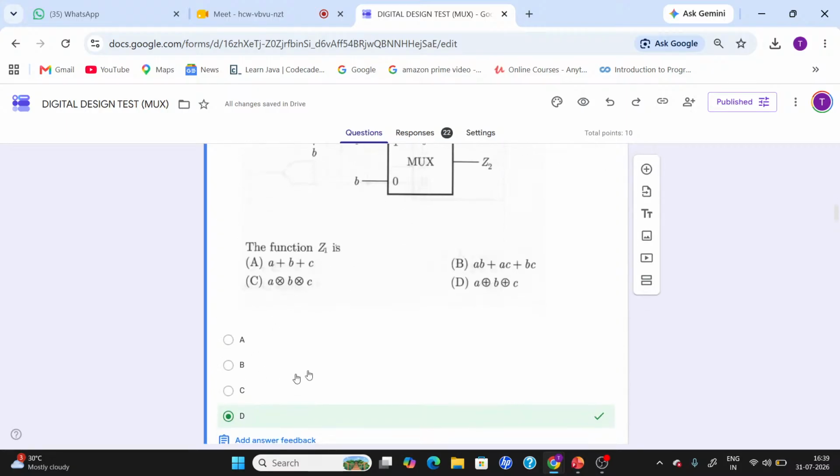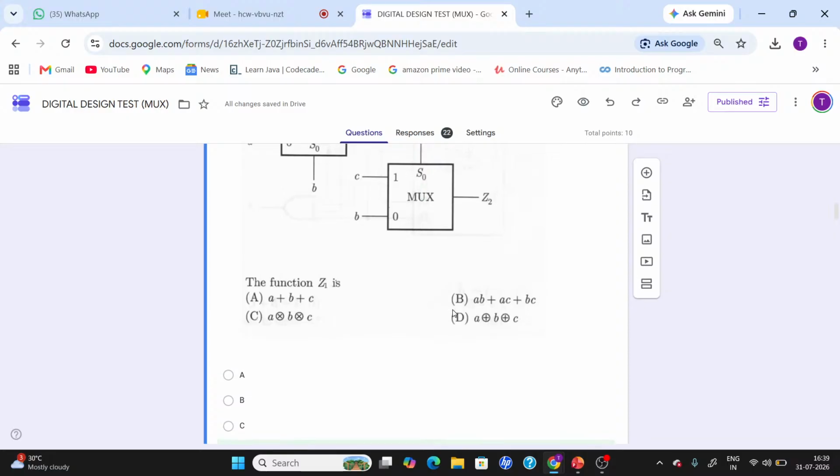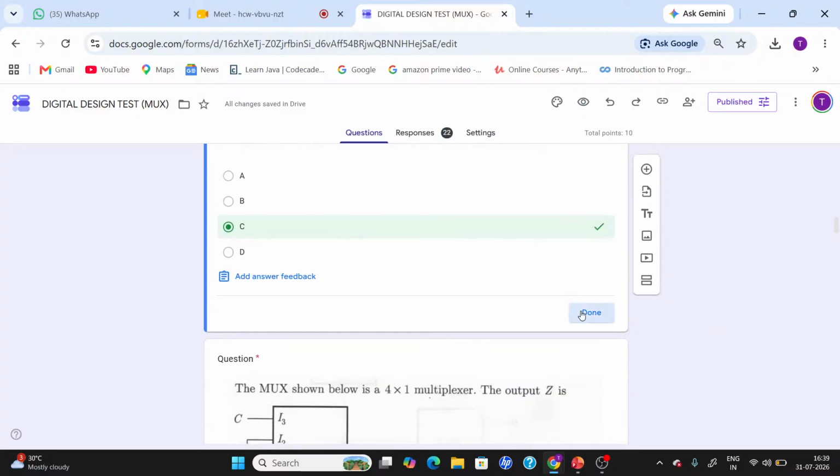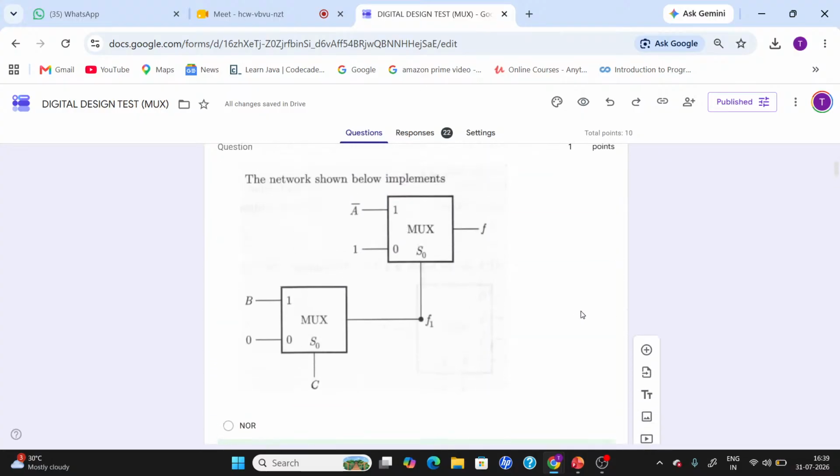Option D. I think this option is wrong. Okay, I got a few messages also, saying it's neither A, nor B, nor C. I think I have kept the wrong option. Let me change it. Yes, it's option C only. Okay. So any doubts in this particular question?